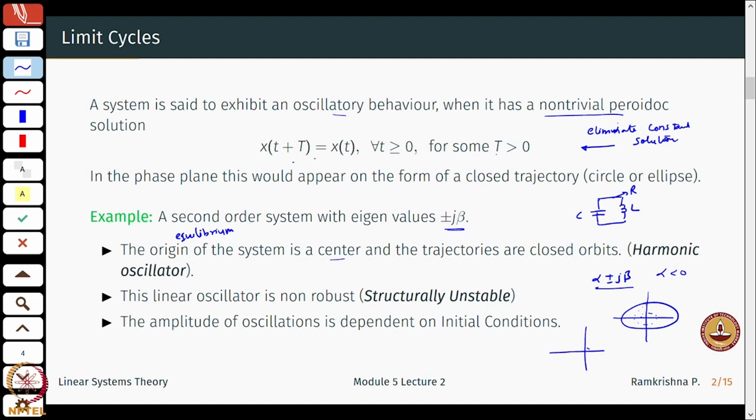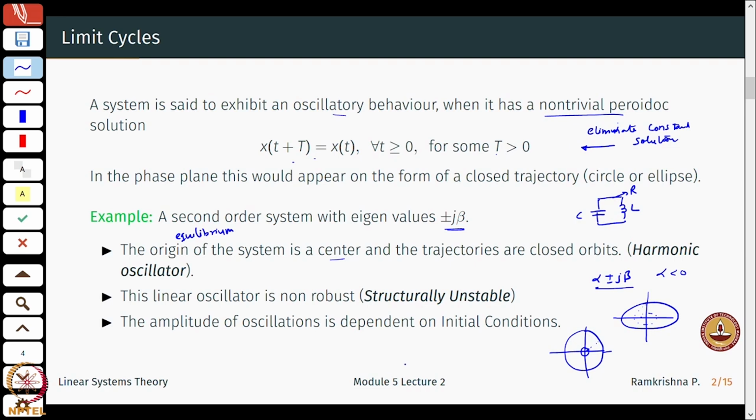So, if I start very close to the origin, this will just be my amplitude. If I start here, this will just be the amplitude. So, the amplitude depends on the initial conditions. If it is close to the origin, the amplitude will be very small for all times t greater than 0, and similarly if it is far from the origin.